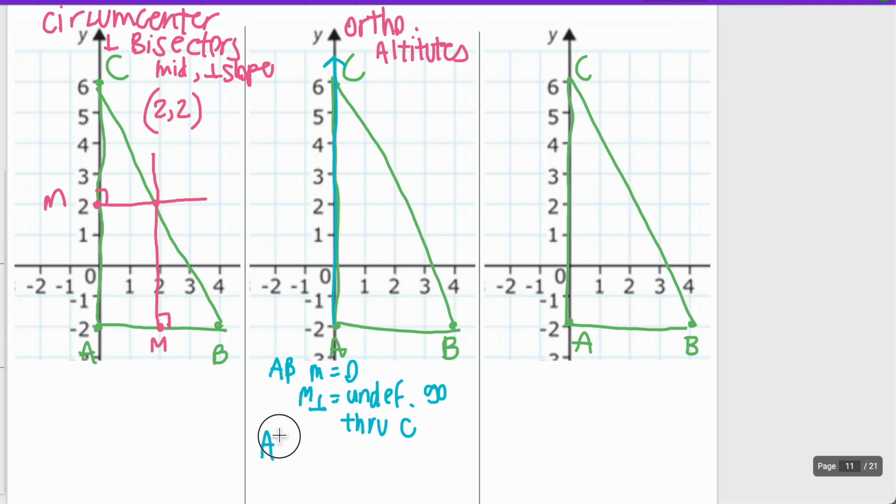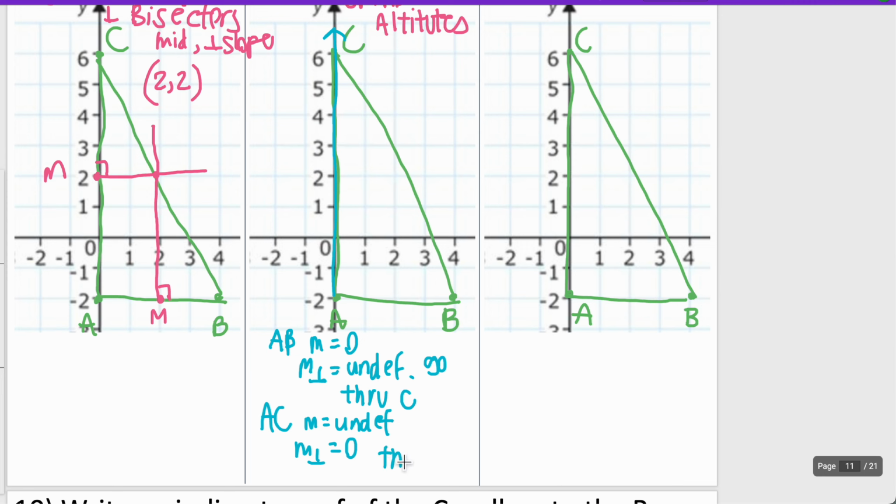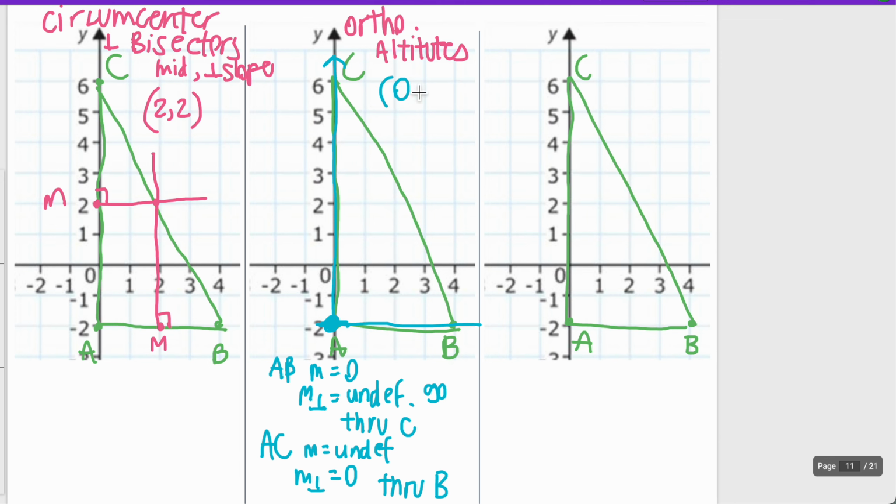Then I can maybe try that same thing with line AC. Line AC's slope right now is undefined, and my perpendicular slope then would need to be 0 through the opposite point, which would be B. So the only way I can do that again is starting on this line, which is still the CA line or AC line, and going through point B, which would end up here, which makes my two overlapping points at 0, -2.